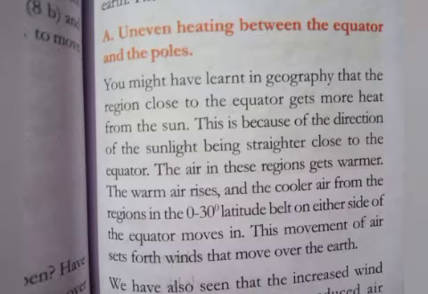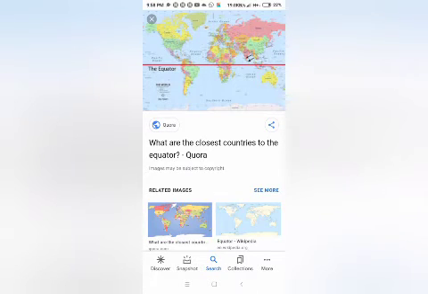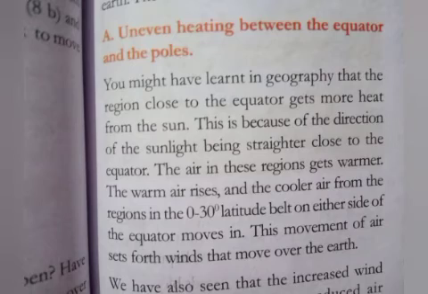Next, uneven heating between the equator and poles. Students, you might have learned in geography that the region close to the equator gets more heat from the sun. This is because the direction of sunlight is straighter close to the equator. The air in this region gets warmer. The warm air rises and cooler air from the region at 0 to 30 degree latitude moves in. This movement of air sets forth winds that move over the earth.